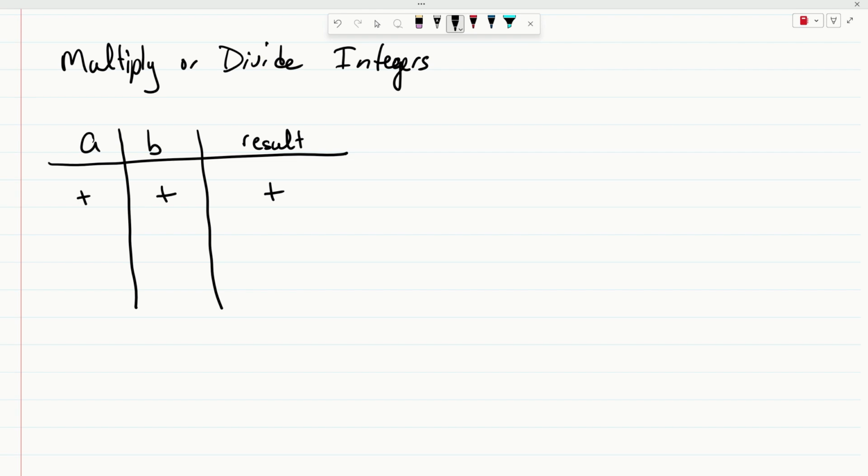Doesn't matter. If the first number is positive, second number is negative, your answer will be negative. If your first number is negative, your second number is positive, your result's going to be negative. And finally, if your first number is negative and your second number is negative, the result is going to be positive. So a negative divided by a negative is a positive. All right? So that is the really simple part for multiplying or dividing.